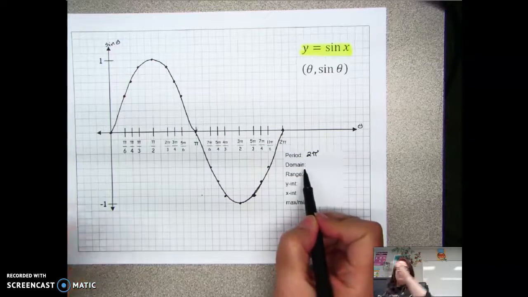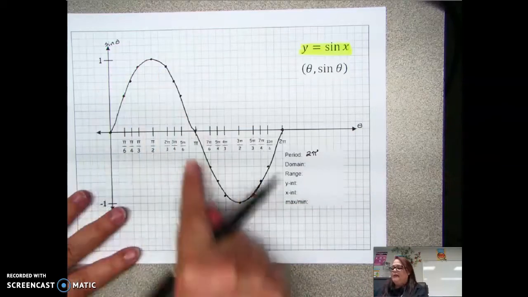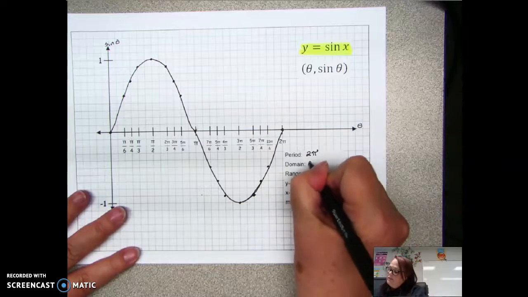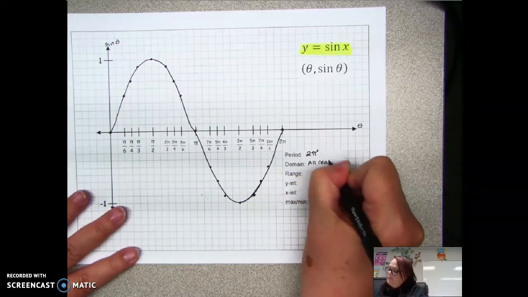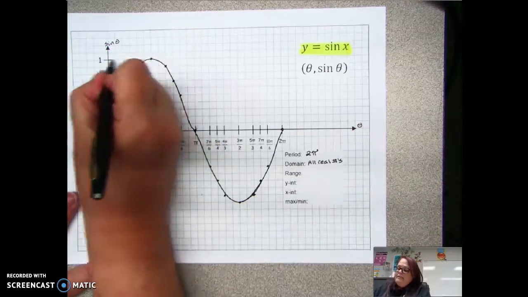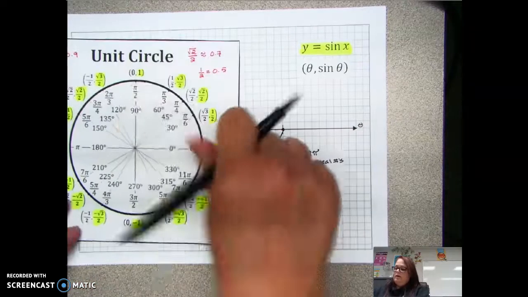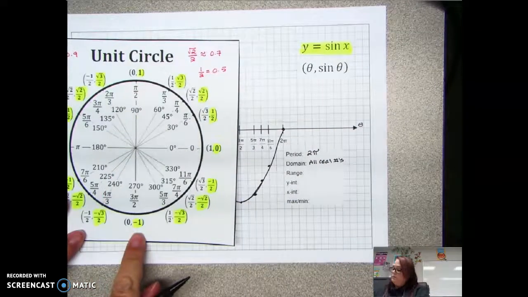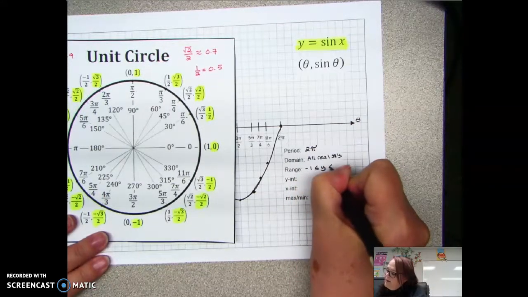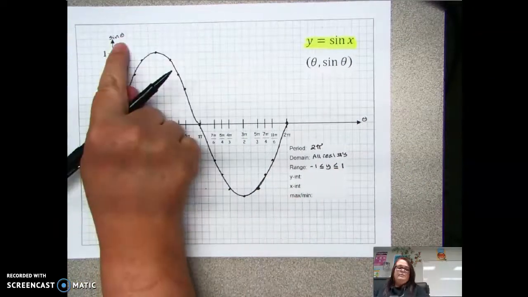My domain: are there any issues with x values not being able to be plugged in? So notice I could trace this with my finger and keep tracing and never have to lift it. And so this is all real numbers. But for my range, notice the highest that we go is +1 and the lowest we go is -1, because they're talking about y values on this unit circle. So my range is -1 less than or equal to y less than or equal to +1. Remembering we're talking about that y value representing sine of theta.